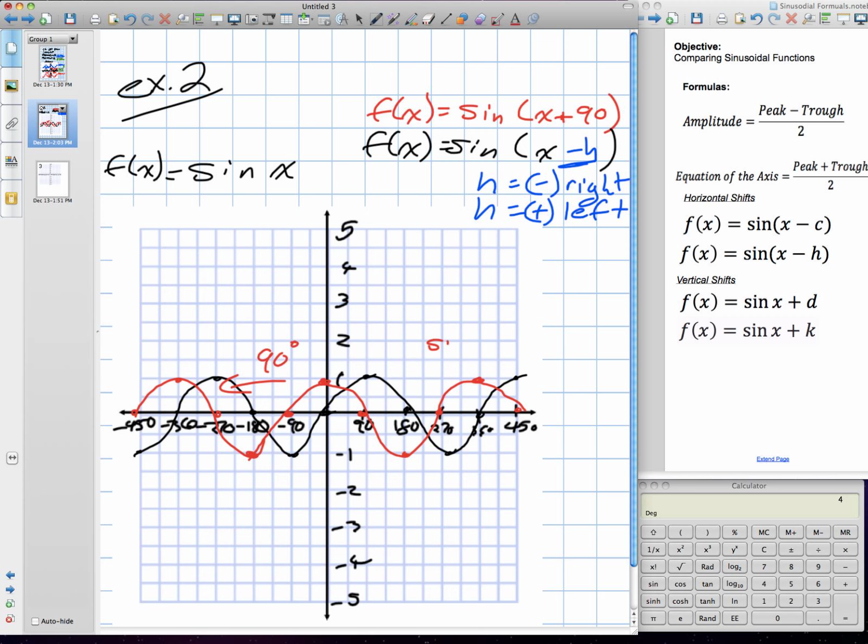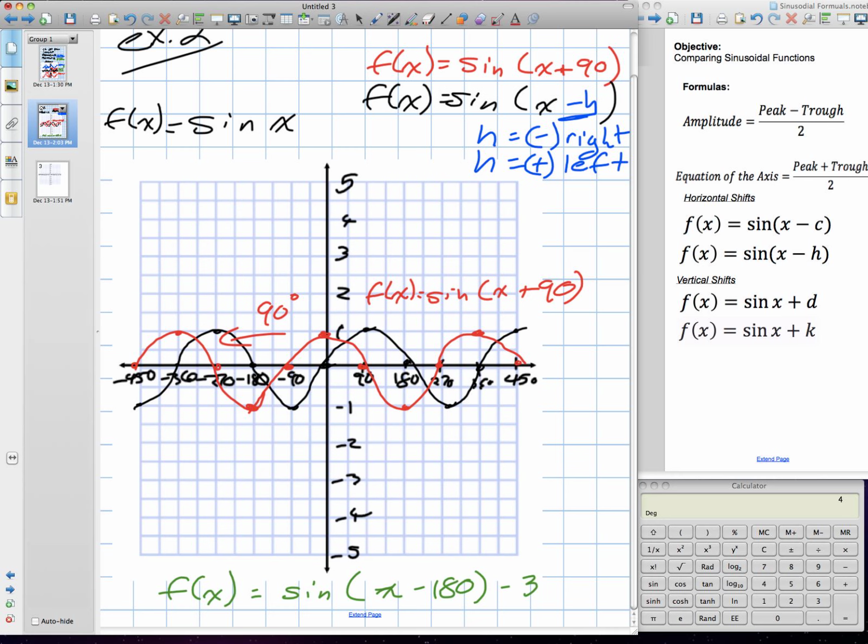So we've gone to the left 90 degrees because our function was sine x plus 90. Okay? It's very important that you realize the plus sign made us go in a negative direction. All right, in our next question, we have f of x is equal to sine (x minus 180) minus 3.